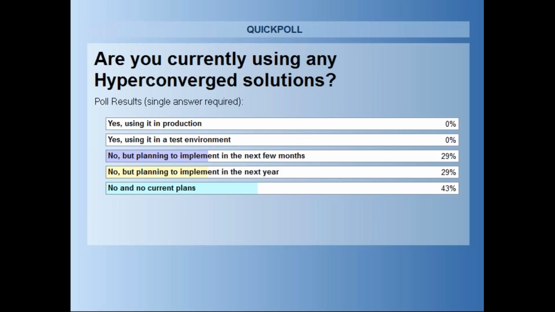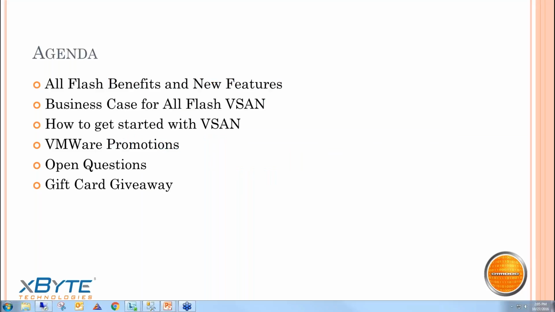And so the results, if you're looking at that right now, it looks like a good amount of you are planning to implement something in the next few months, a good amount in the next year. 43% said no and no current plans. So hopefully by the end of this, we'll convert that 43% into one of the other buckets. So John, we have our work cut out for us on that 43%. I like a challenge.